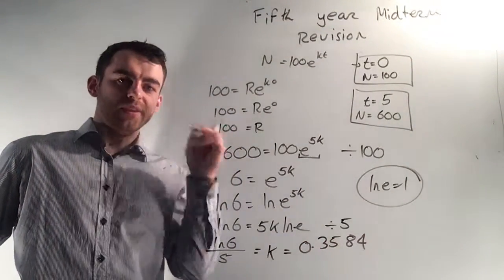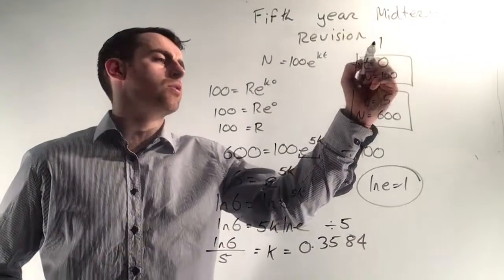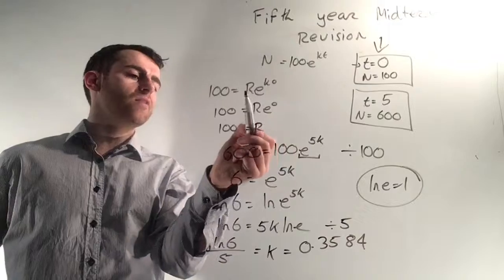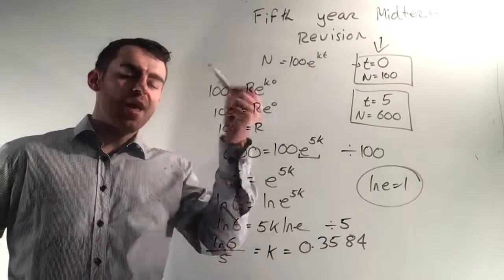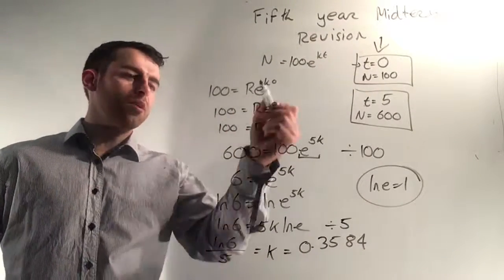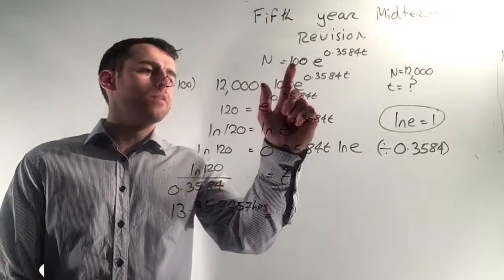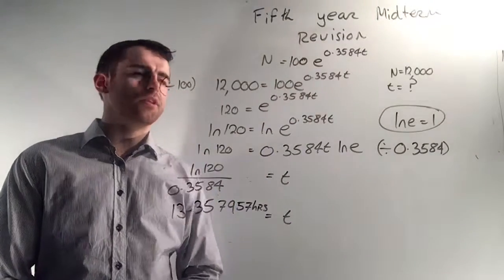Okay, so the moral of the story there is I want you to just always look out for t equals 0. If you can get t equals 0, it allows you to find the number in front of the e, and then you'll be able to work out the power. Now, the first part of the question is usually to find the number in front of the e and the number in front of your t.